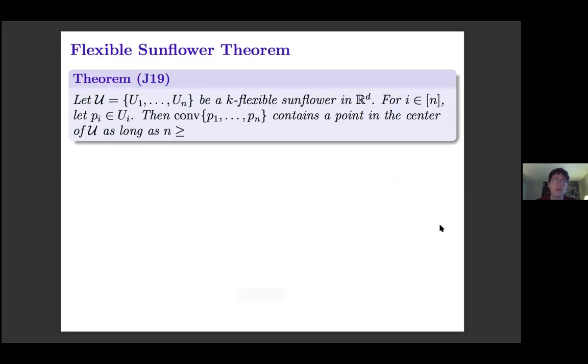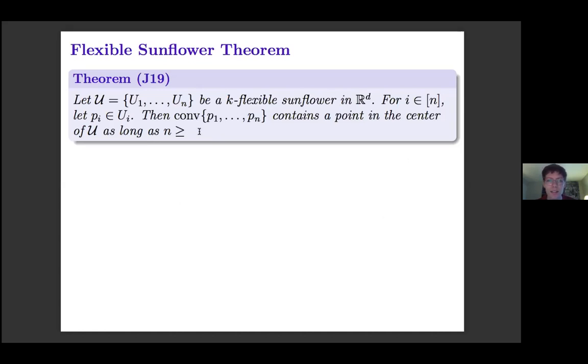Cool. So before we had this statement for normal sunflowers that if I sampled a point from enough petals and took the convex hull, I had to hit the center. And again, we're going to have the same sort of result. If I have a k-flexible sunflower with n petals in R^d, so I have 3 parameters there, then if I choose a point in every petal, then I am going to hit the center of my sunflower when I take the convex hull, as long as a certain relationship between k, n, and d is satisfied.